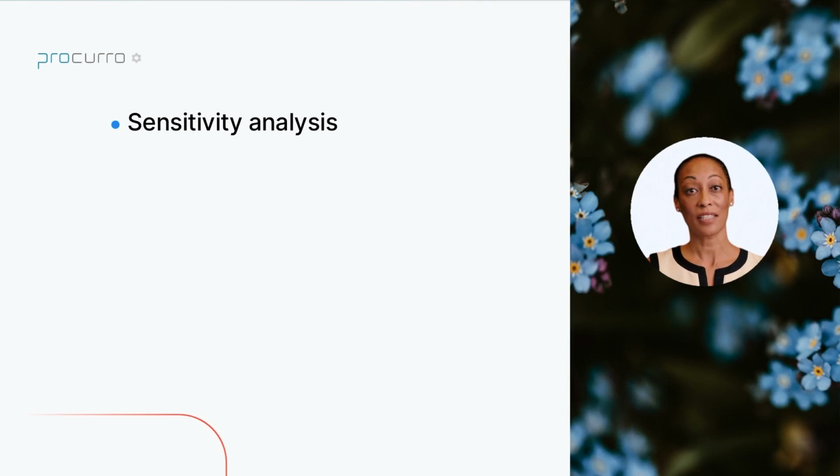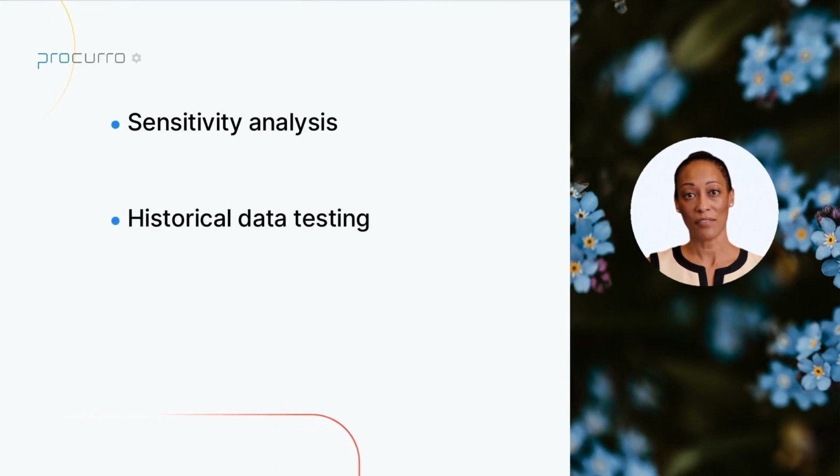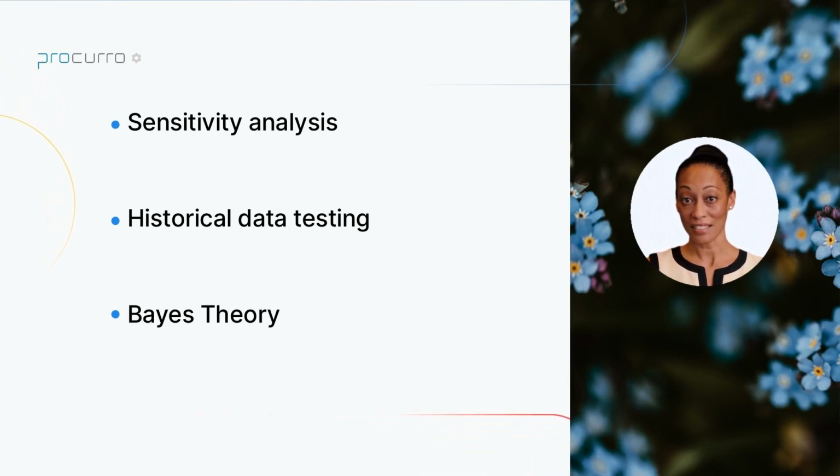Once we have created our dynamic model, it is important to validate it to ensure that it accurately reflects the behavior of the system. There are various methods for validating dynamic models, such as sensitivity analysis and historical data testing. We want to be sure that our model is as accurate as possible so that it can inform decision-making and improve system performance.